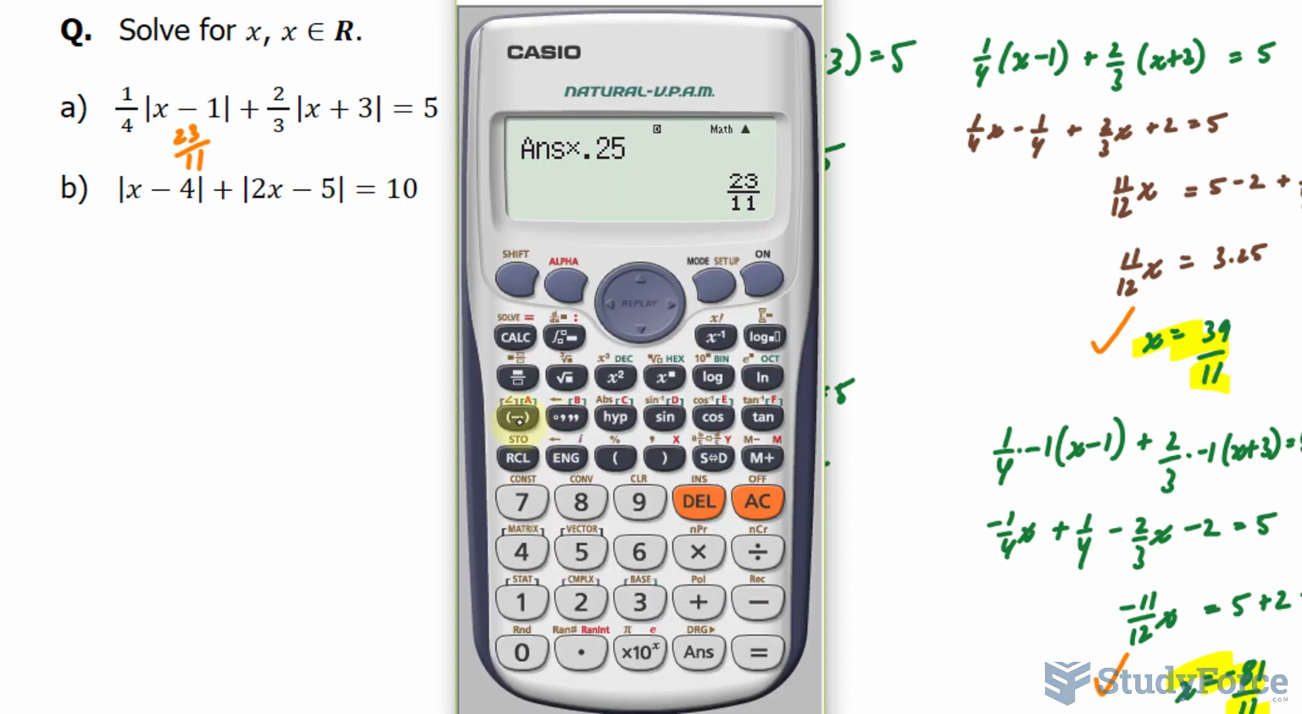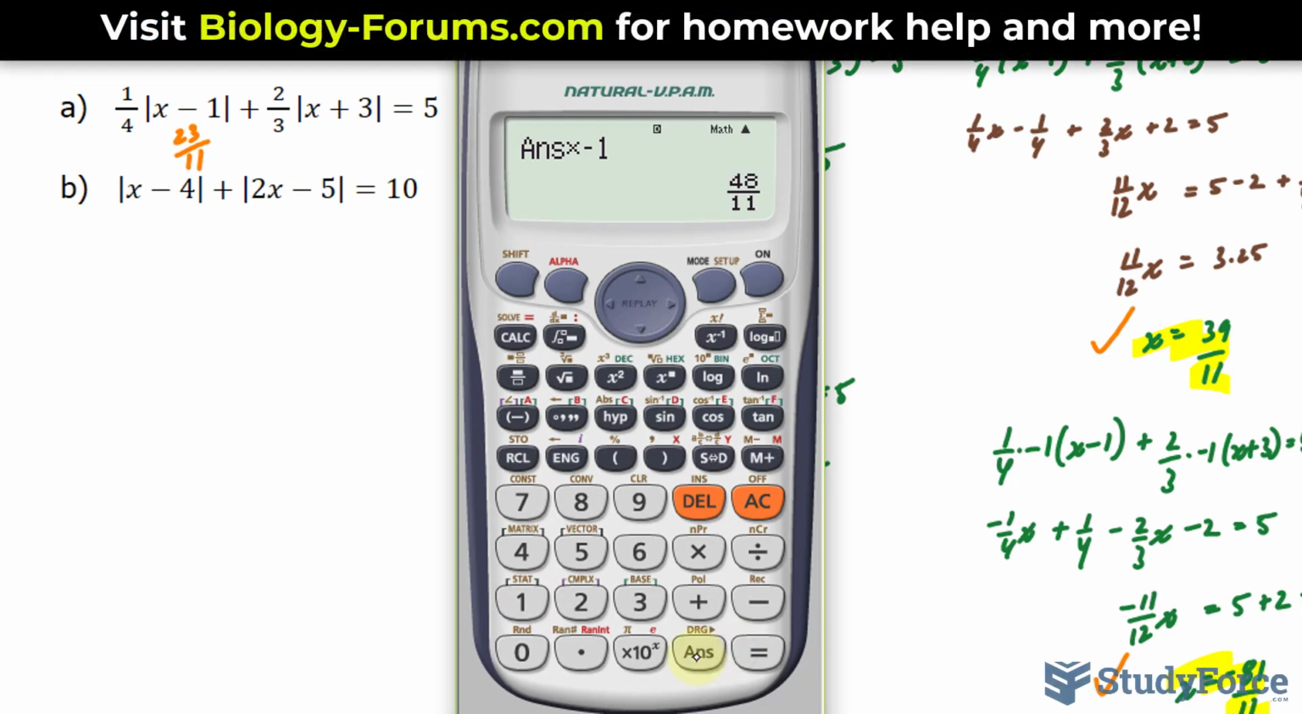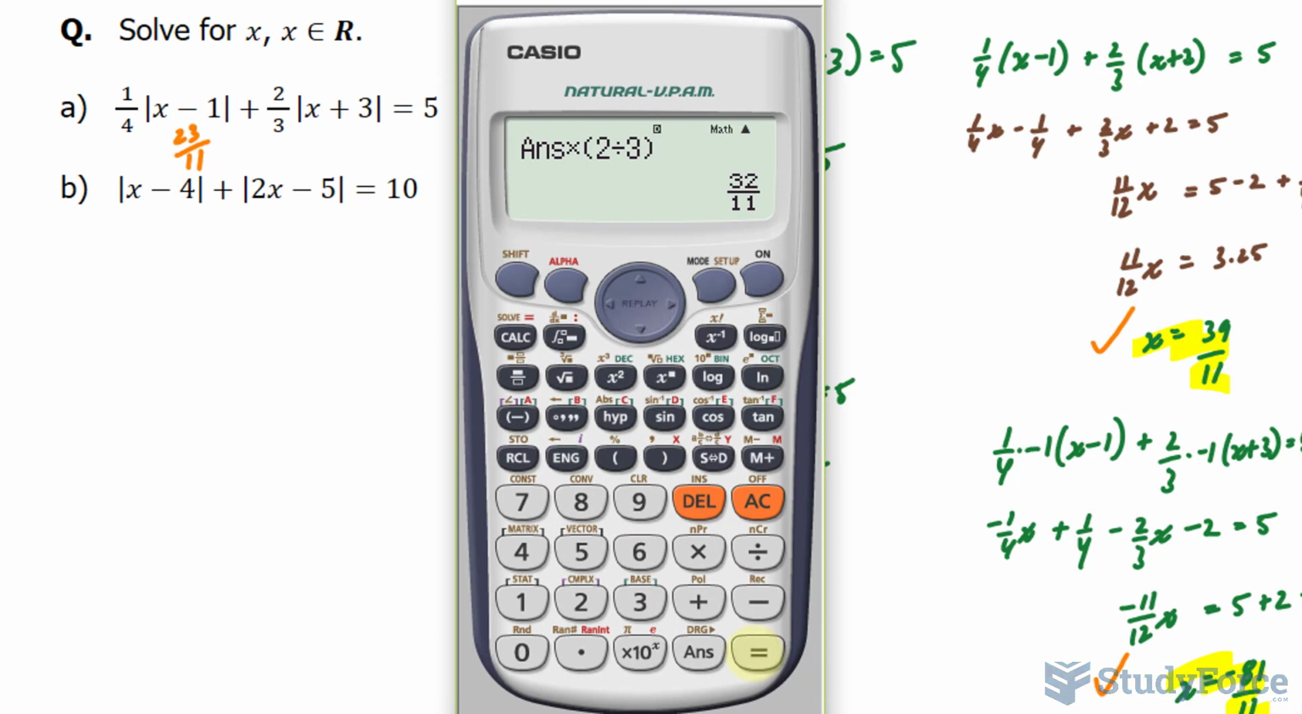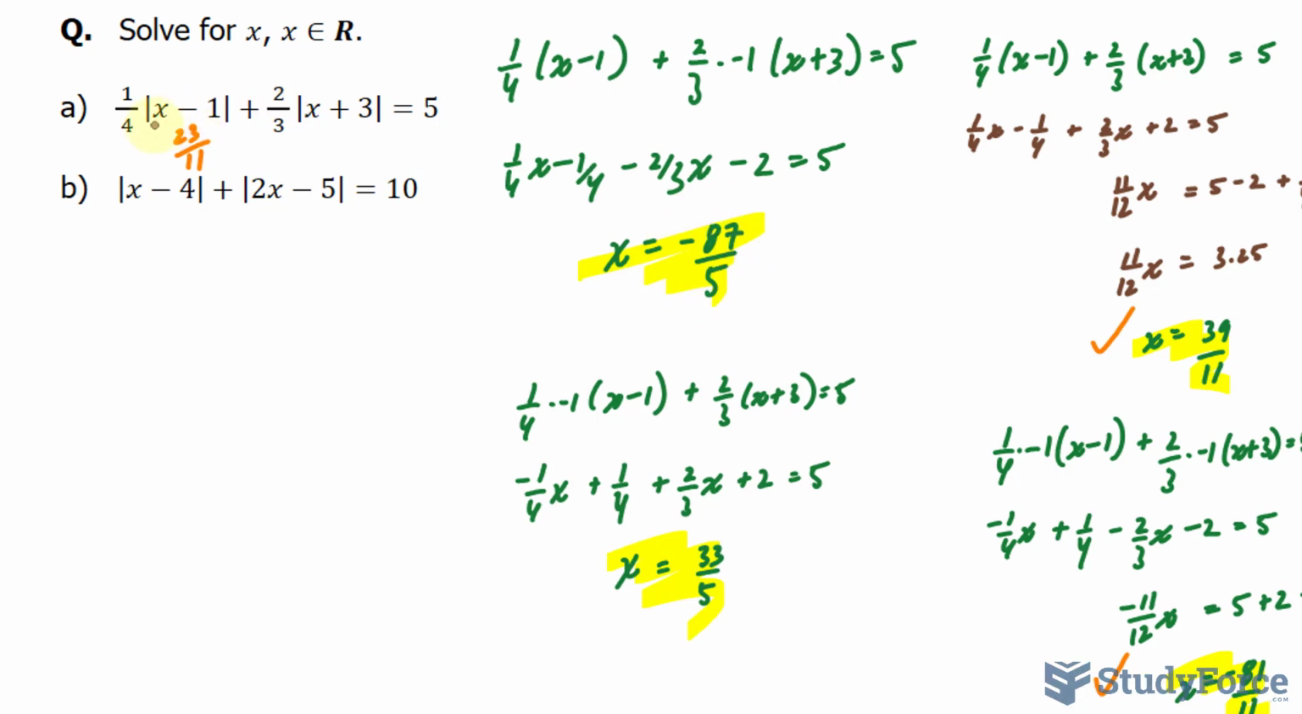Once again, I'll take negative 81 over 11 plus 3. This has to be positive, so I'll multiply by negative 1 because it's an absolute, times 2 over 3, and I get 32 over 11. So if I add 32 over 11 plus 23 over 11, I end up with 5. Now I can assure you that if you place this into x here and x here, you will not get 5. Neither will you get 5 if you place 33 over 11 into here.